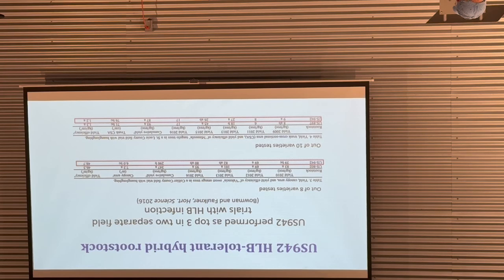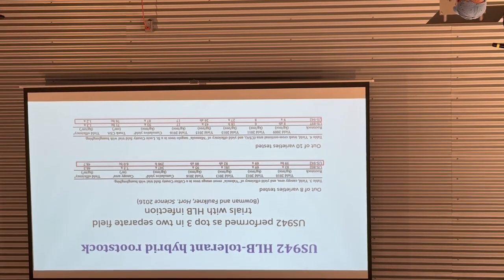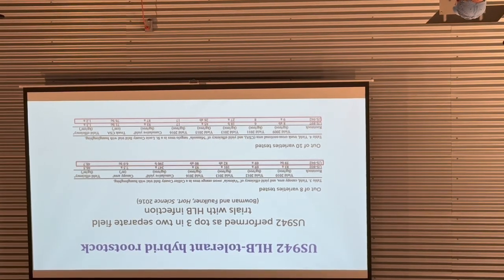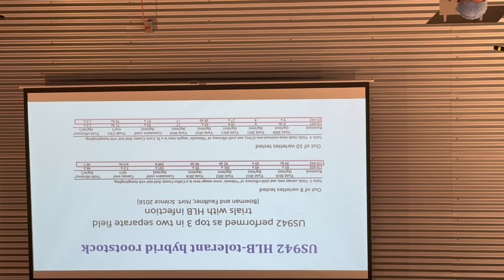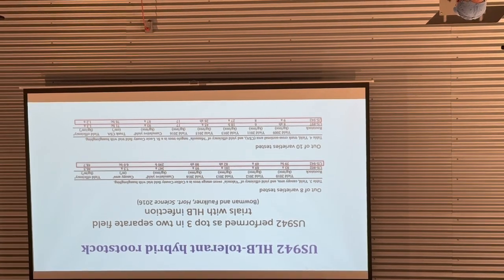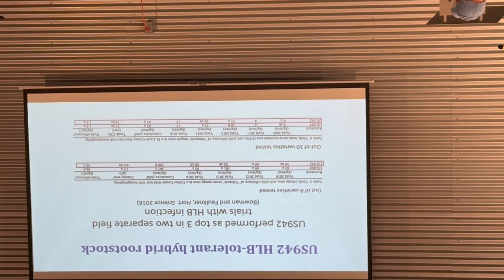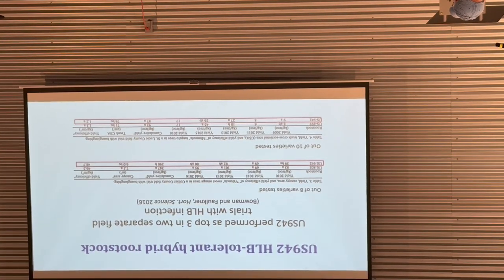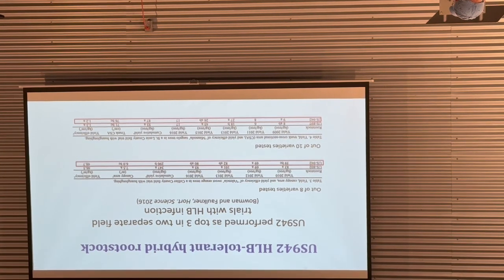And here I'm going to briefly go through what we've done in the past several years in the research with Hailing. We start with a variety, US 942. It's generated by Dr. Kim Bowman in the USDA in Florida. Because this variety has three or more field tests showing a good resistance ability to HLB, we started the research from this variety.